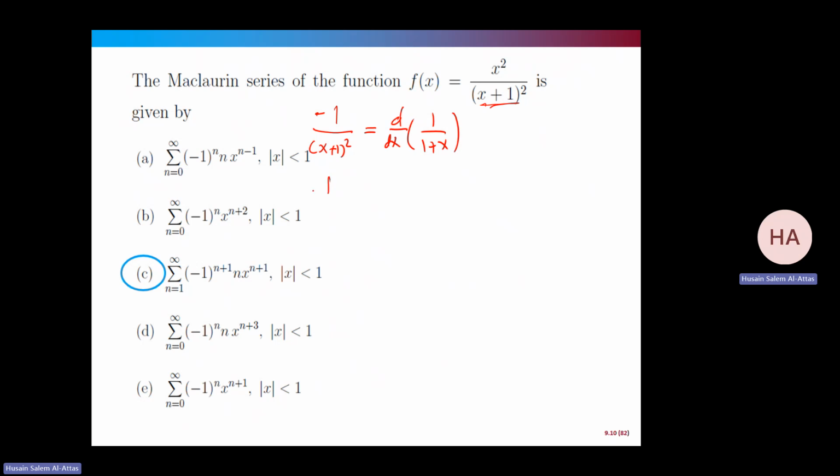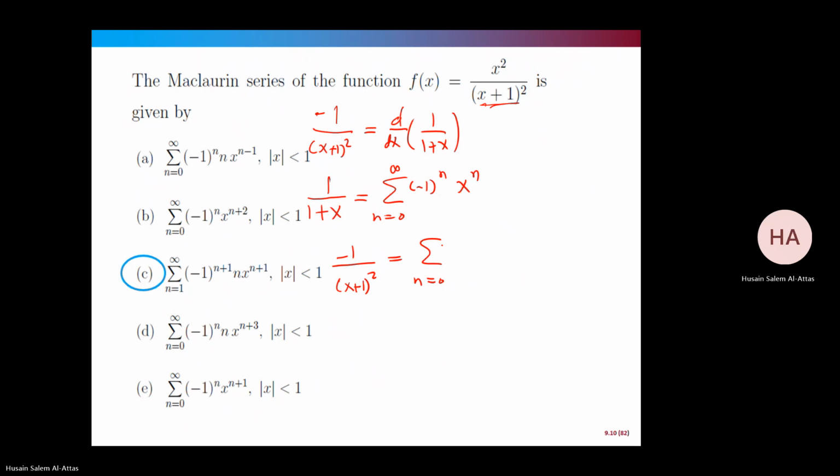So I will start with 1 over 1 plus x. I know it's minus 1 to the power n, x to the power n. Now I need to differentiate this. So minus 1 over x plus 1 all squared will be the derivative of this one. This is a number. What's the derivative of x to the power n? N, x to the power n minus 1.